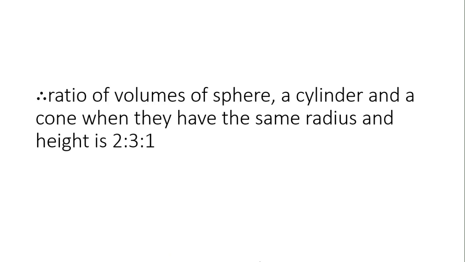Sometimes, to confuse you, they change the order. Sometimes they may give us cylinder, sphere, cone, then you need to write it as 3 is to 2 is to 1. You need to observe the order clearly. That observation is very very important. But here we have taken the order as sphere, cylinder and cone. Then the volumes will be in the ratio of 2 is to 3 is to 1.